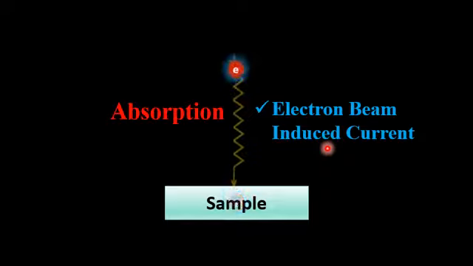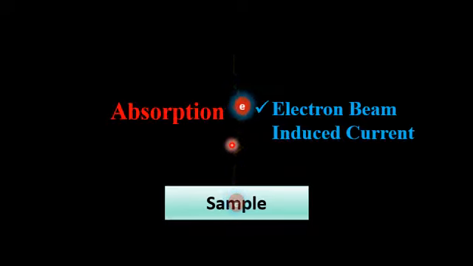On a semiconductor material, an electron beam falls, and if the beam is absorbed on the sample surface or inside the sample, the current generated by the sample is analyzed by the electron beam induced current technique. On the basis of that, the electrical and electronic properties of the semiconductor material are determined.